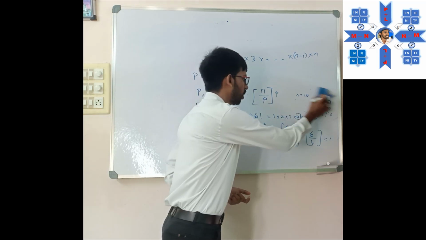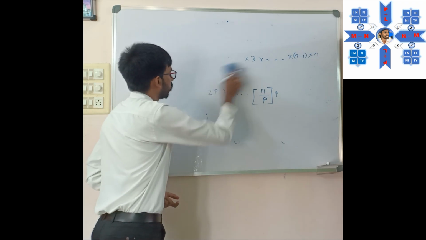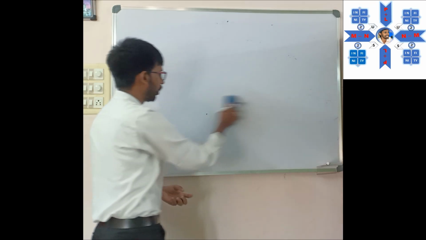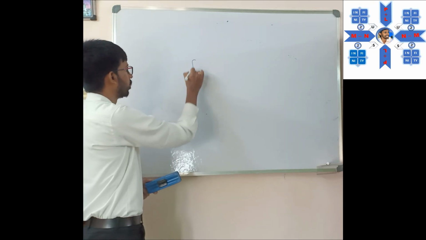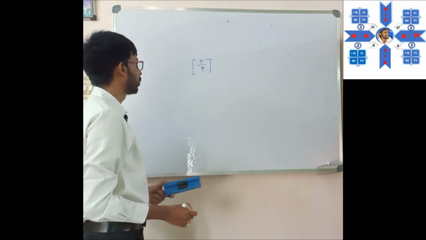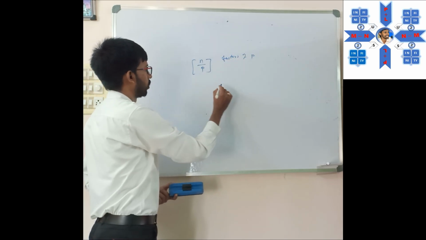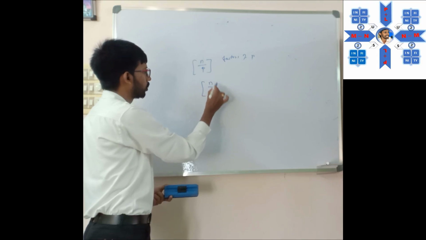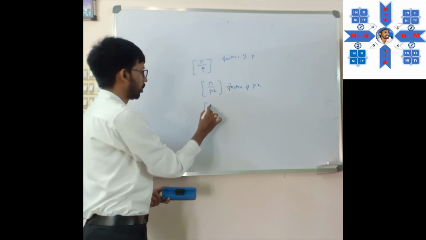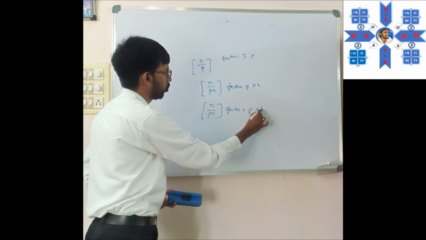Similarly for p cube, similarly for p power 4, so I can just extend this. So that's where, to identify factors of p, there will be the greatest integer function of n by p factors of p, n by p square factors of p square, n by p cube factors of p cube.